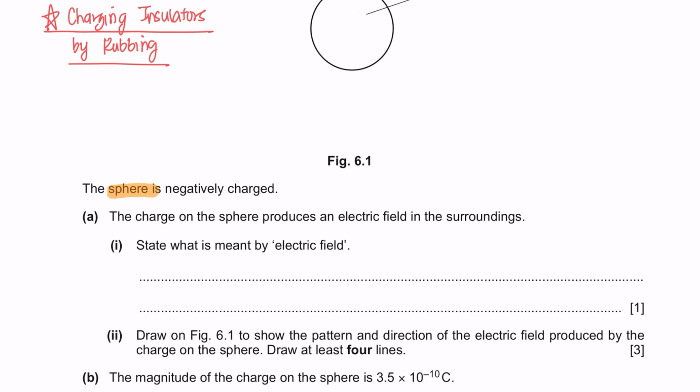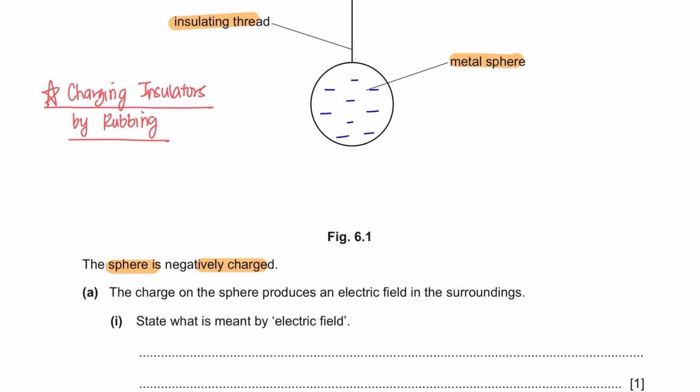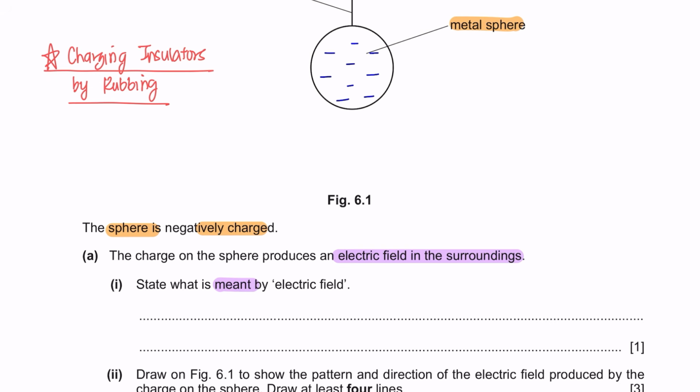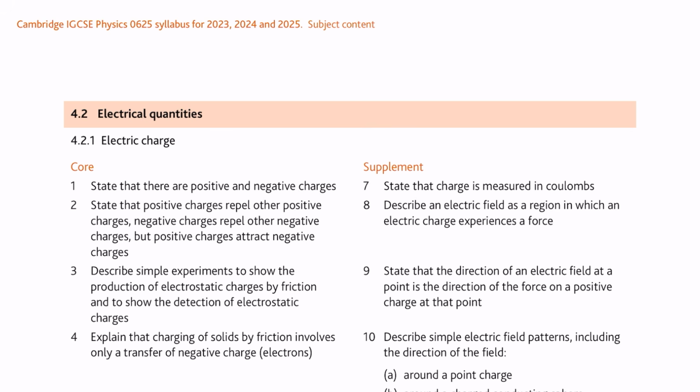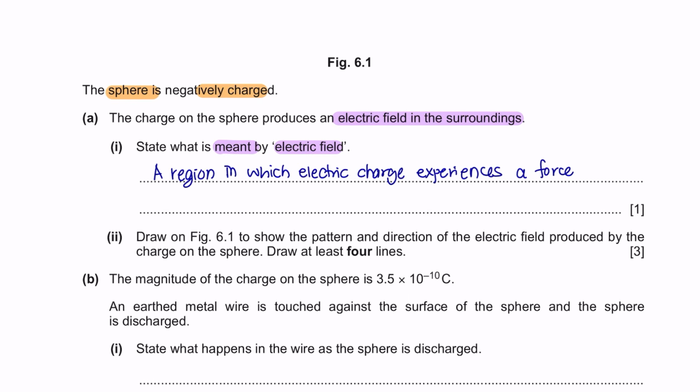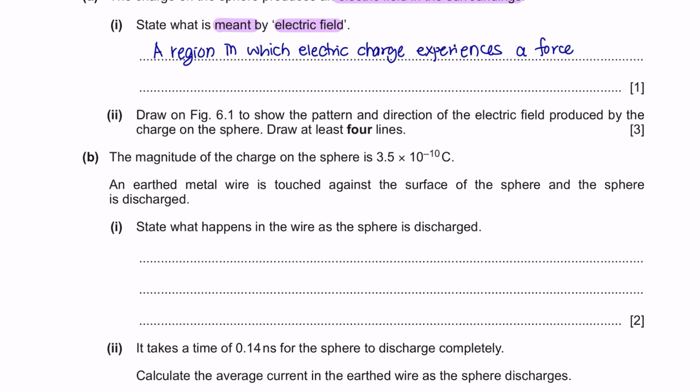Moving on, the sphere is negatively charged. Question part A. The charge on the sphere produces an electric field in the surroundings. Part 1. State what is meant by electric field. If you're unfamiliar with the definitions, you can always refer to your syllabus course specification. So under 4.2, it has been given to you that electric field is the region in which an electric charge experiences a force. Remember that all definitions can be obtained from your syllabus course specification, so make sure you go through them and memorize what is necessary.